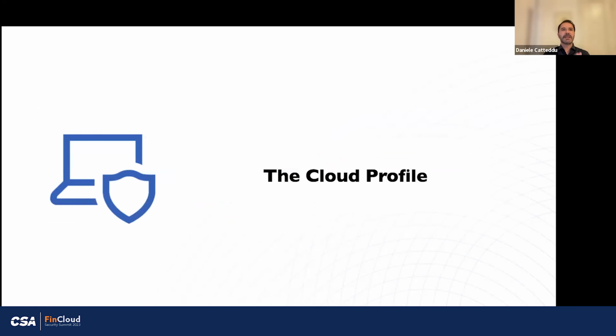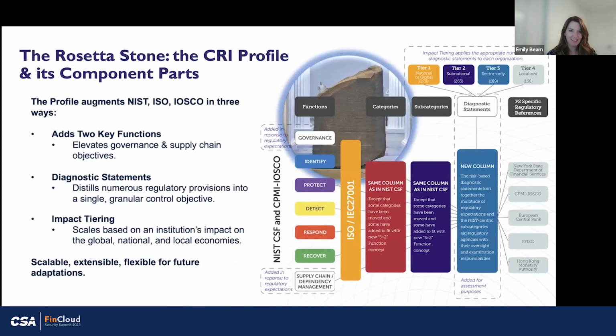Now, with that said, with this overview of the Cloud Controls Matrix, I would like to pass the mic to Emily. As I mentioned earlier, CSA and CRI have been working for the past year and a half on a collaboration to provide a better solution for the financial sector. And the cloud profile is really the result of this collaboration. Emily.